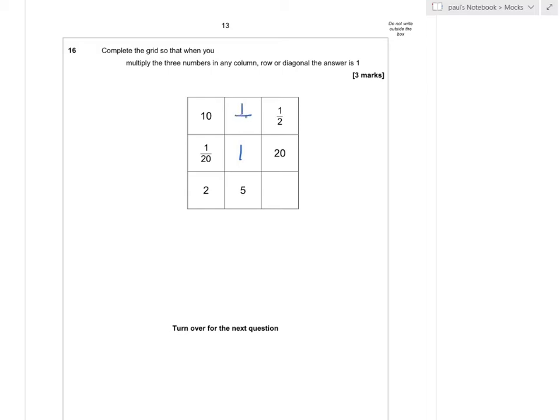And that would be a 5th, wouldn't it? Yeah? Because a 5th of 10 is 2. 2 times a half is 1, so that all equals 1. A 20th times 20, that equals 1. 2 times 5 is 10, and we multiply that by a 10th, that equals 1. Half times 10 times a 10th equals 1. A 5th times 1 is a 5th times 5 equals 1. And 10 times a 20th of 10 is a half times 2 equals 1. And diagonal.